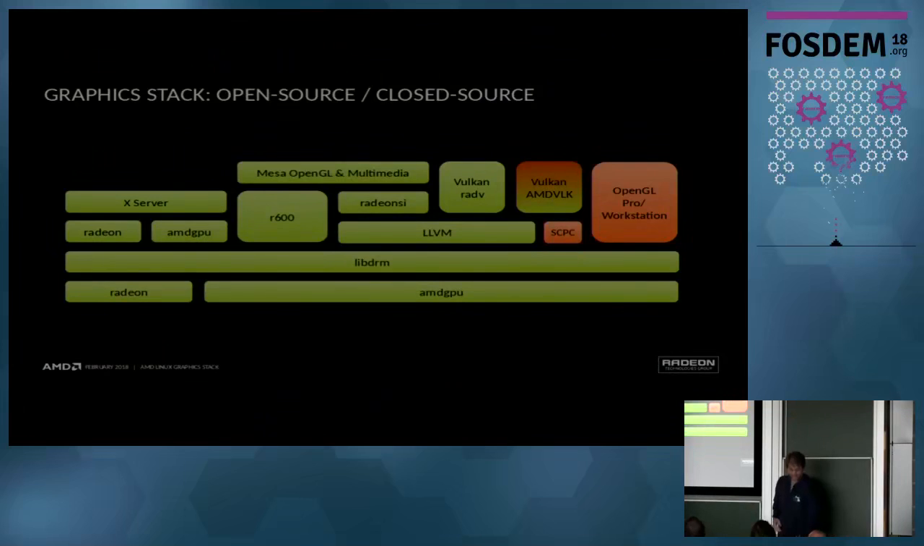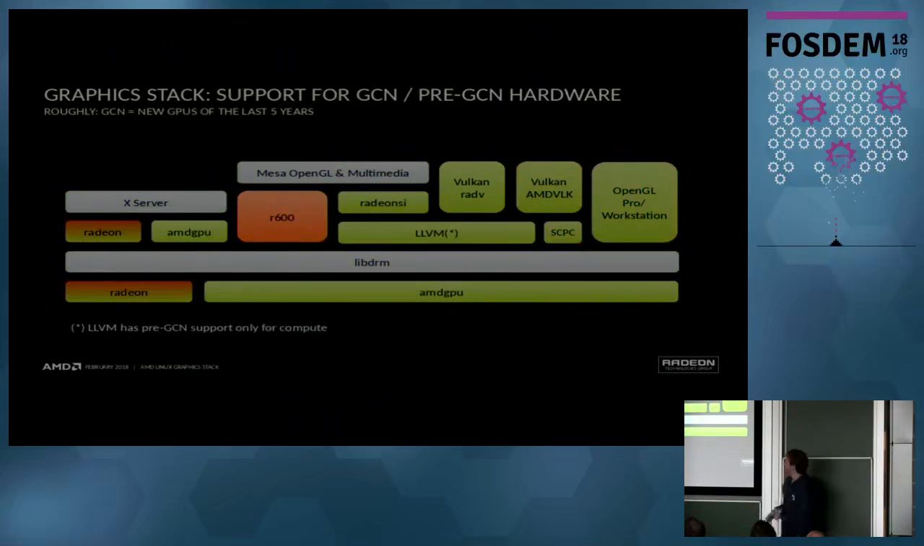Another way to slice this diagram is just by what kind of hardware is being supported by it. I mentioned the GCN, which is kind of a breaking point for us. 2012, new generation of hardware. Everything that's in green supports those cards. What's in red is only for the older cards, and you see that the Radeon kernel module is kind of in between those two.